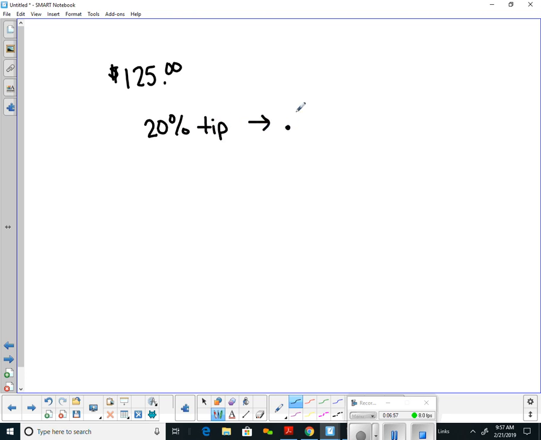First thing, I want to change that to a decimal, so that's going to be 0.20. Now, that's the same as 0.2. Okay, so I want to take 125 and times it by 0.2. So I get $25 is what I'm going to tip my hairdresser. Okay, that is the amount of tip that I'm going to leave her for doing such a good job.